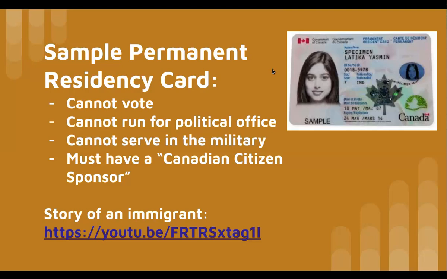You cannot run for political office. So I couldn't become mayor or run for my town council or any other political office. You cannot serve in the military. You can't be a part of any military group in Canada, even as a volunteer.